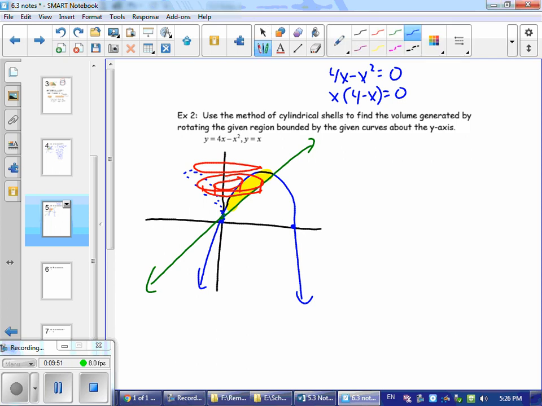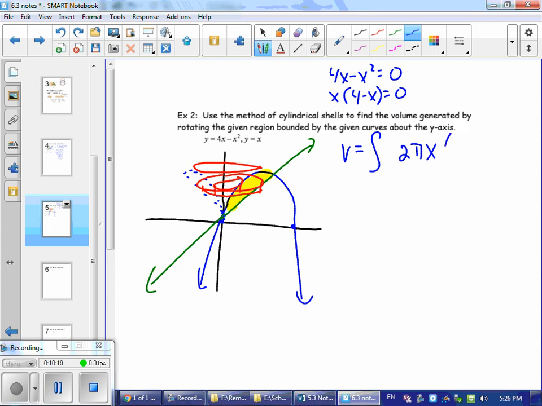Volume. Remember, the volume of a cylinder is going to be 2 pi r, which is the circumference of the cylinder, and r again, because we're going around the y-axis, is going to be an x value out to wherever it is, so it's 2 pi x.